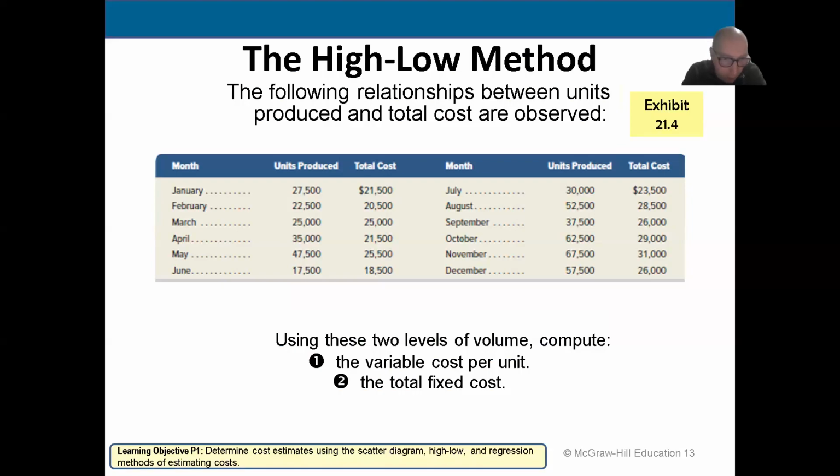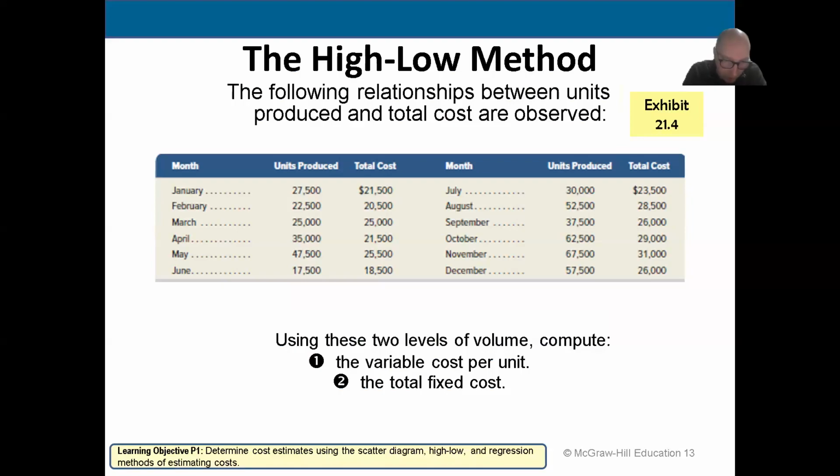What about my low? Where's my low at? Lowest point. Lowest total cost. And I'm looking and I see, looks like June. Yep, looks like June. Lowest cost, 18,500, with the units of 17,500. So my low is June. My high is November. So we found the high and the low.